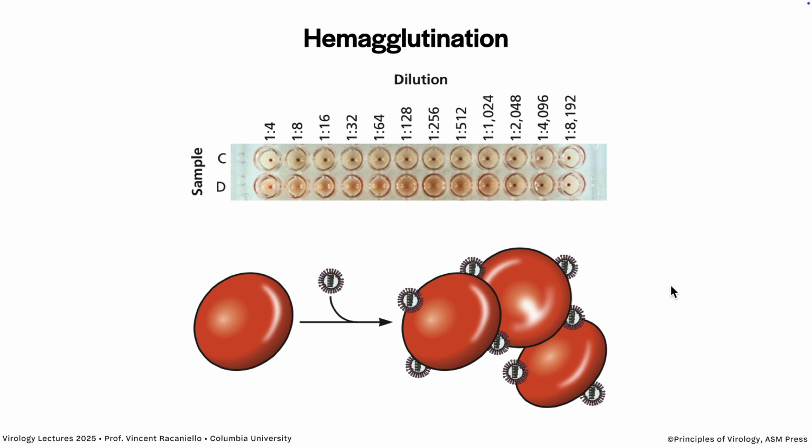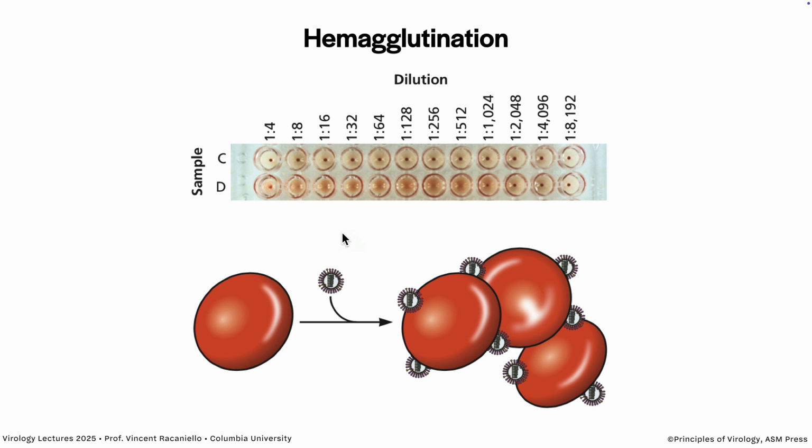Hemagglutination is very interesting. It depends on viruses that bind to sialic acid. Sialic acids are receptors for some viruses. These are sugars on the surface of cells. They're present on red blood cells. And if virus particles will bind the red blood cells, then the red blood cells will form aggregates, and you can visually see these aggregates.